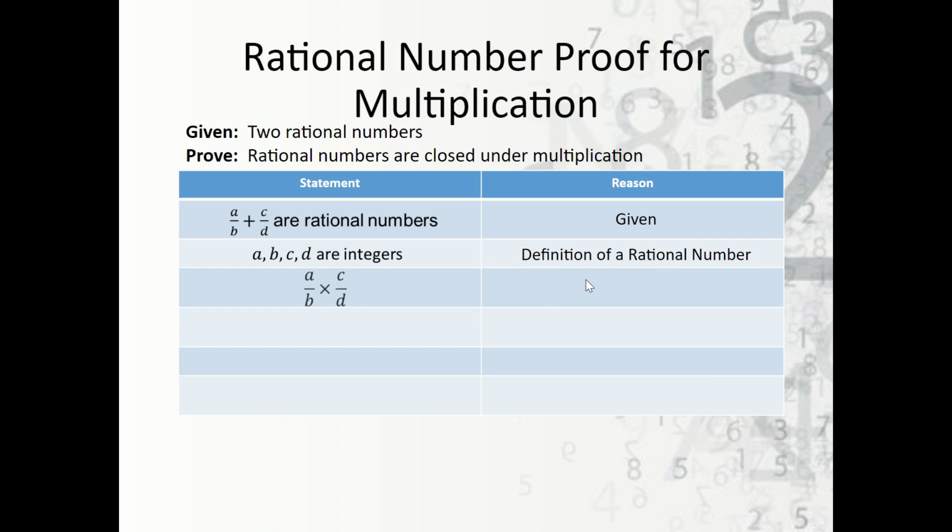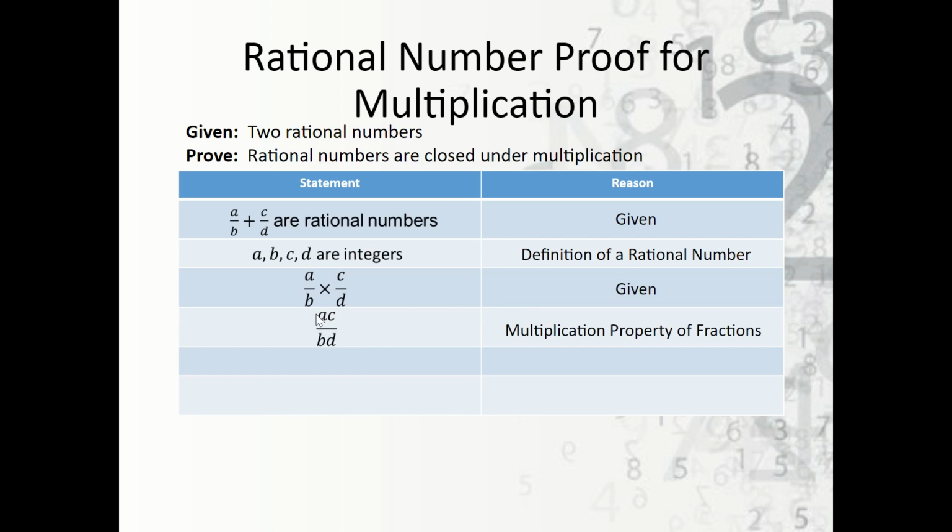So now we're going to go ahead and multiply A over B times C over D. And that's given, right? That's what we're told to do, is multiply them. Now from that, we're going to go ahead and multiply. We know that by definition, we're going to multiply directly across. So we get A times C and B times D. And that's just the multiplication property of fractions.